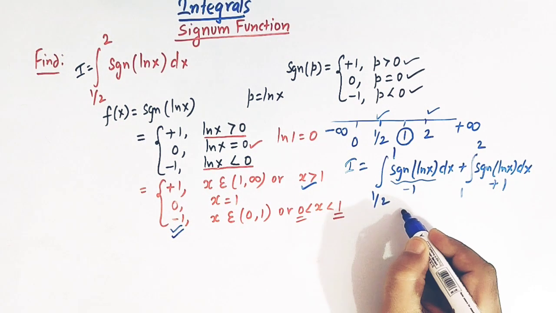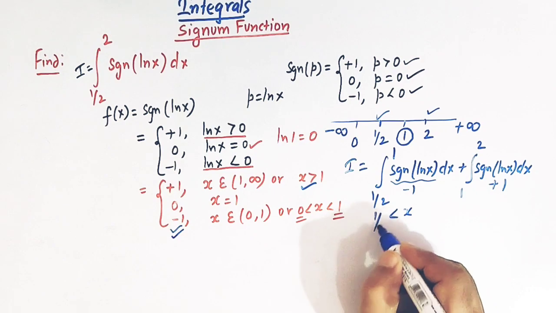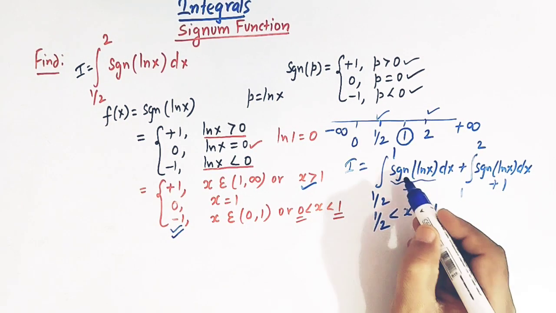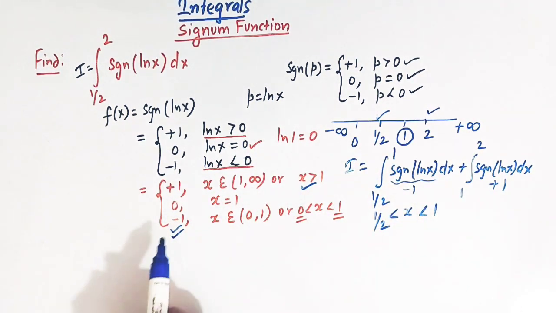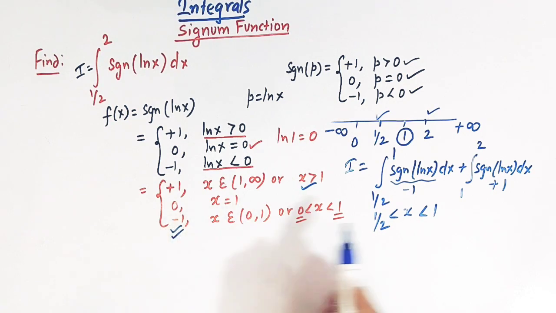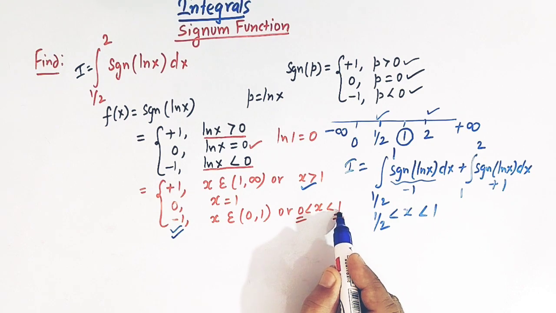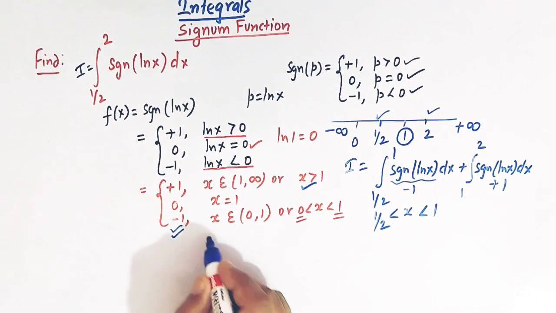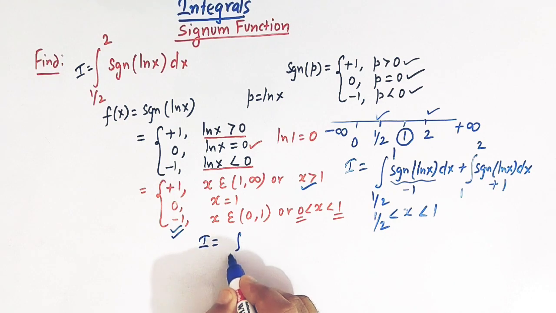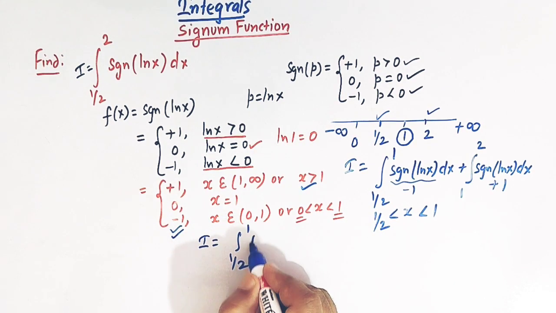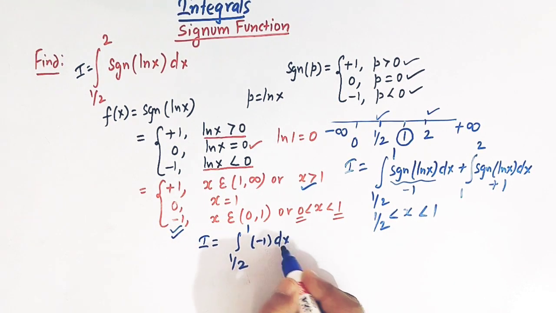So in the first integral, the value of x lies between half and 1. So signum of log of x should take the value minus 1, because here x lies between 0 and 1, right? So now we can write I is equal to integral from half to 1, and here we have minus 1 dx.